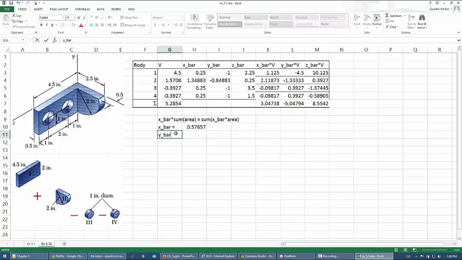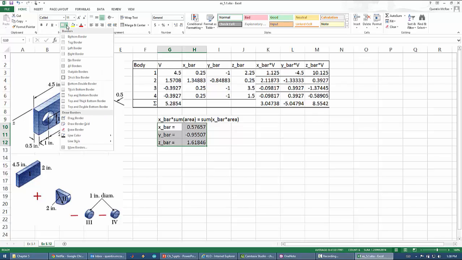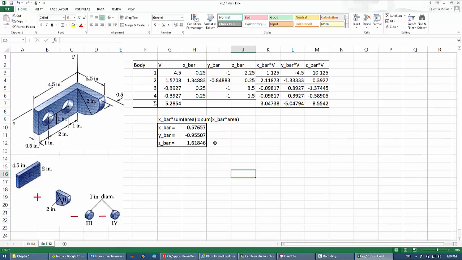Our y bar is equal to the same thing, right? It's equal to that divided by that. And lastly, our z bar is equal to the same thing. Yet again, it's equal to the z bar times volume divided by the sum of the volume. And that is our answer. That is so much easier to do in Excel than doing it by hand. And so there you go. Look at this. I'll even make it nice and bright so you can see it. That is our answer.